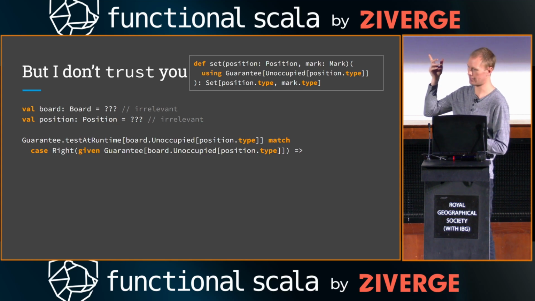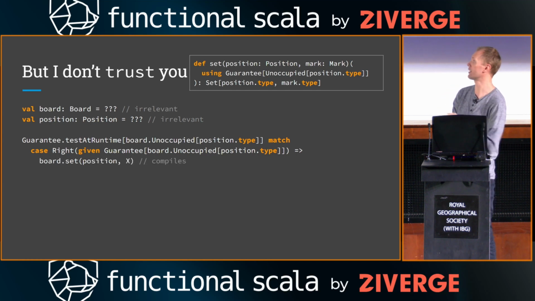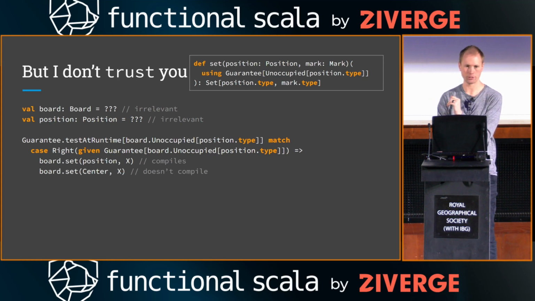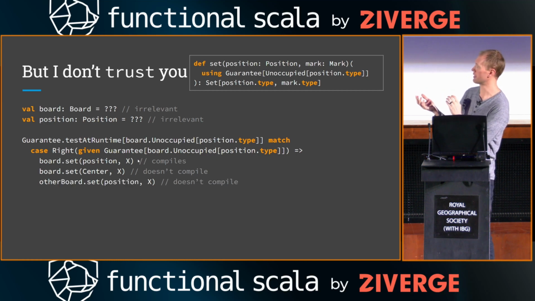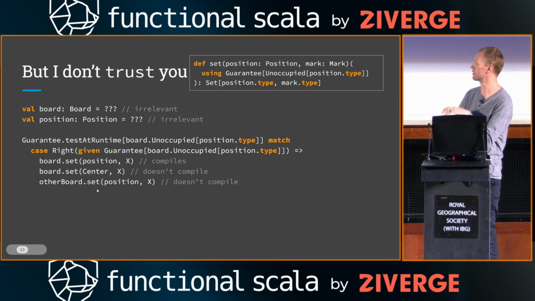So now we're going to handle the right case. In the case that it's right, we do get that guarantee that the board is unoccupied at that position. So in that case, we can go ahead and call board.setPosition to x. That'll compile. But if we try to set the board to center, that won't compile because our guarantee is only for this position. It's not for center. Or if we just have another board and we try to set that position to x, that doesn't compile either because our guarantee is on the board and not other board.